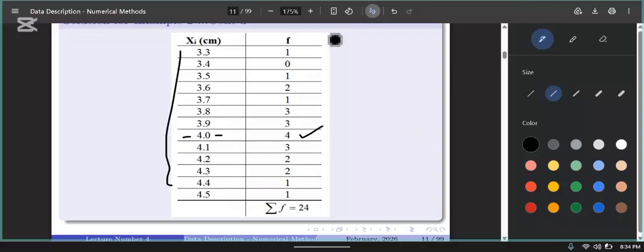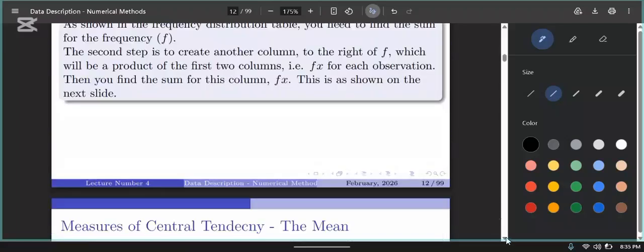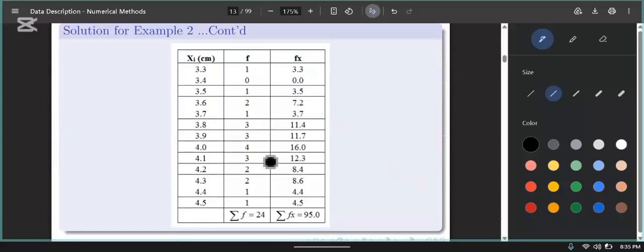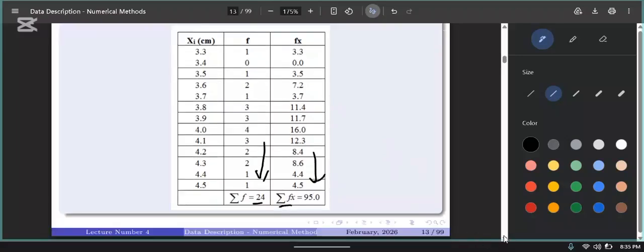Then we said you make another column and call it fx, where you multiply f times x. You're multiplying this 3.3 times 1. This is what you do. At the end of the day, you come up with this table. You add the total in here and the total in here, then you divide this over this to find the mean.